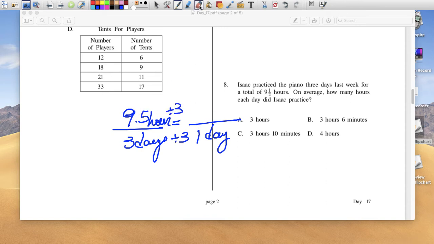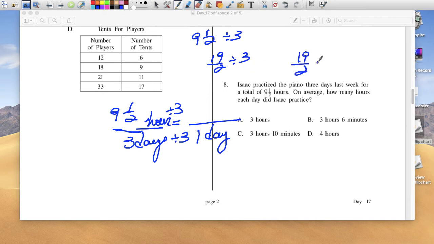Actually, I should not have done this. I should have left it as 9.5. So 9.5 divided by 3, let's change this over here. That's 19 over 2 divided by 3. Remember, it's division, so I'm going to change that to 19 over 2 times 1 over 3, multiplied by the reciprocal. So 19 times 1 is 19, 2 times 3 is 6. 6 goes into 19 3 times, and 1 over 6.